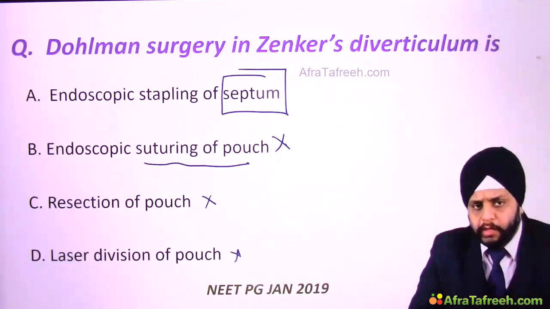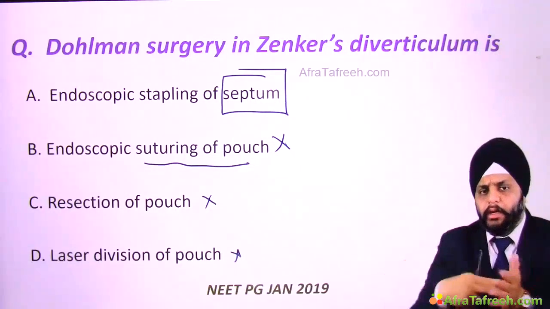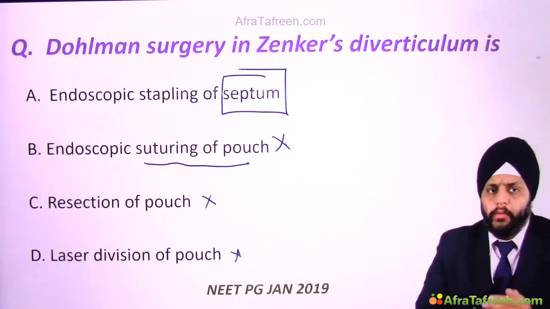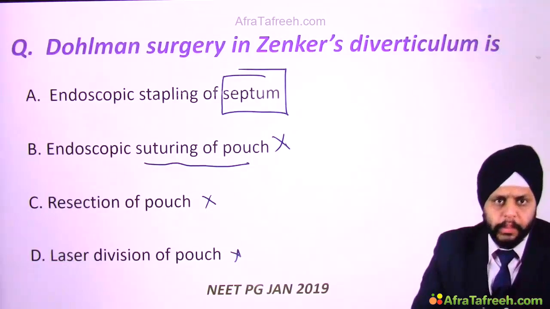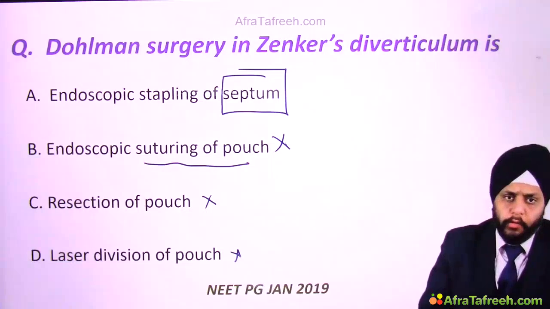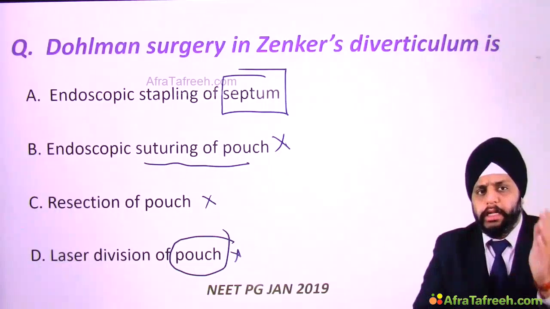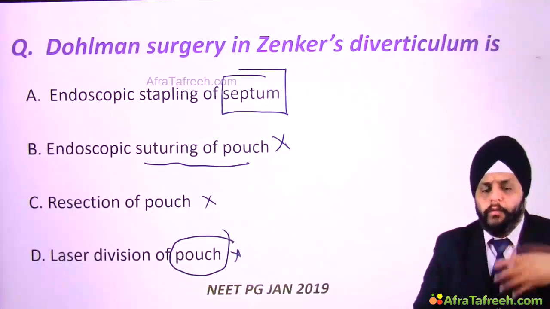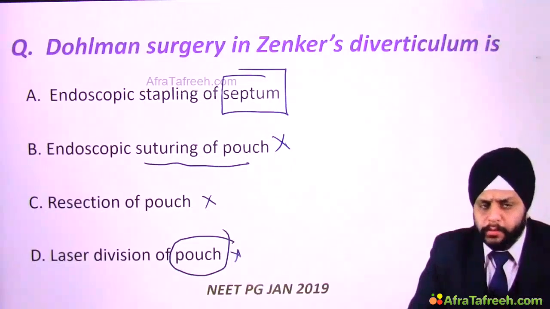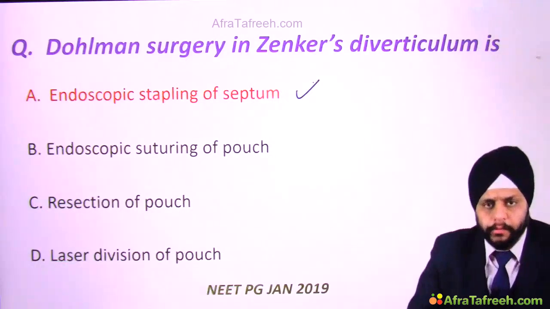Although you can use laser, we try to avoid laser in the esophagus because the laser will cut and it will go ahead and cause injury to other structures. So we generally avoid laser for doing a Dolman's surgery. So it is endoscopic stapling of the septum. Anyways, over here the word used is pouch, so that is wrong. If they would have used laser cutting of the septum, we would have still accepted that as Dolman's, but over here septum is considered only for one choice, that is the answer. So our answer is endoscopic stapling of the septum.